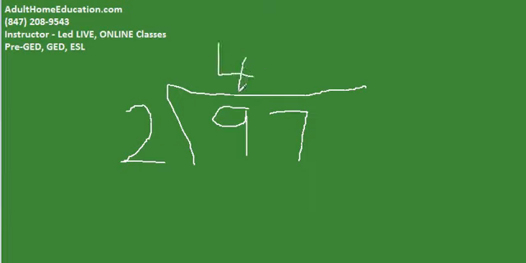And we put a 4 on the top above this, the 10 spot, because that's what we're working on in the tens. So 2 times 4 is 8. And then we're going to subtract. 9 take away 8 is 1.